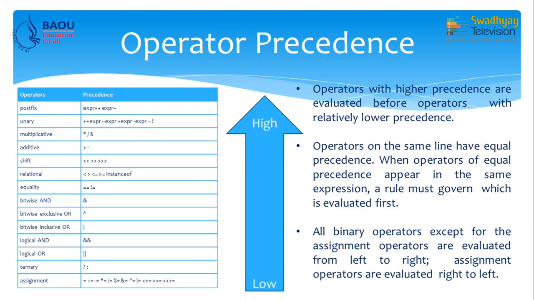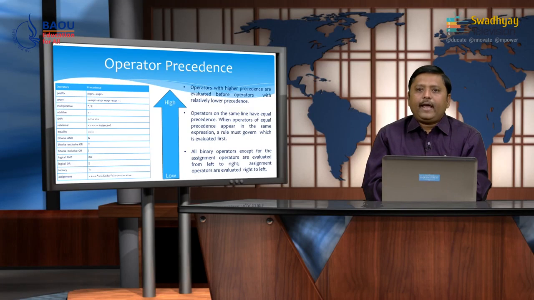When operators of equal precedence appear in the same expression, a rule must govern which is evaluated first. Now, all binary operators except for the assignment operator are evaluated from left to right, and assignment operators are evaluated from right to left. Now, we understand these operator precedence rules with one example.